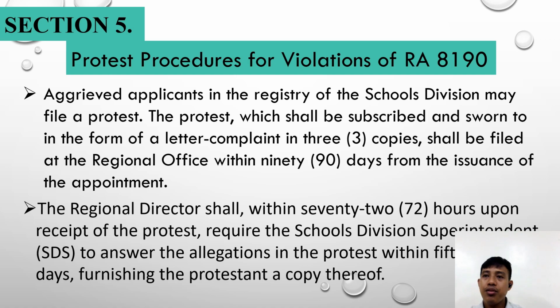As I said earlier, if you find a discrepancy with regard to the appointing of a teacher to a position, then you may file a protest, but this has a due process that we need to follow. So this is the first: you need to submit a letter complaint in 3 copies, and it will be filed at the regional office. It can be filed within 90 days from the issuance of the appointment, or let's say within 3 months. After you file your complaint, the regional director will require the SDS to answer the allegation, and they will do so within 15 days.